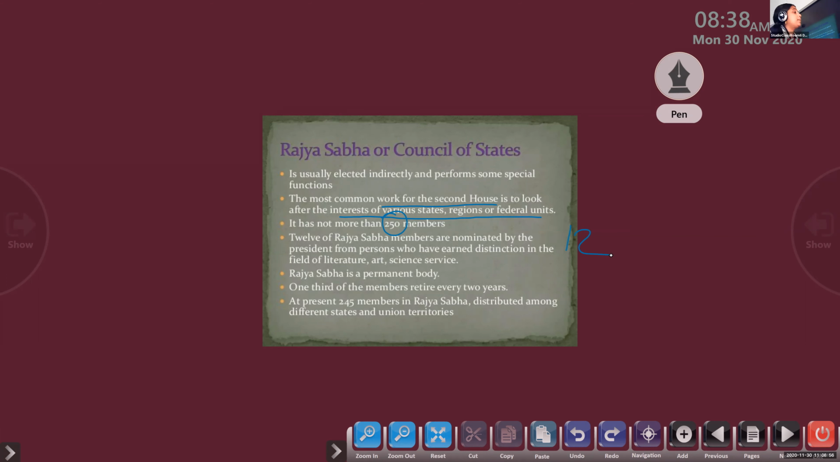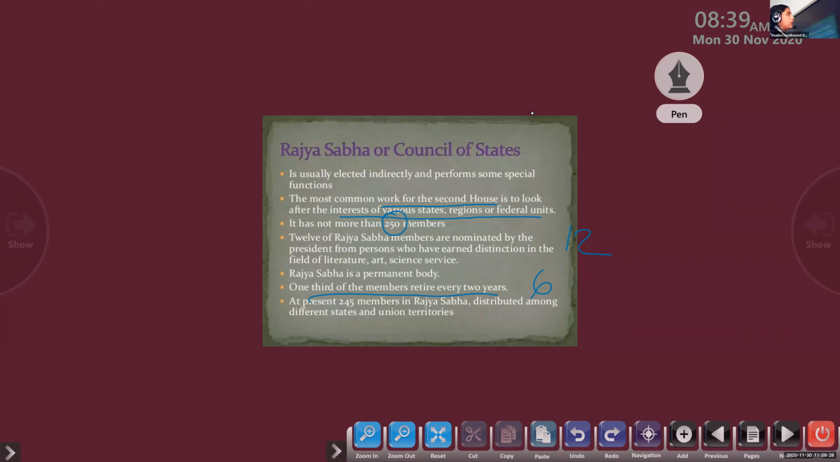Rajya Sabha is a permanent body. The Rajya Sabha cannot be dissolved. Lok Sabha can be dissolved, but Rajya Sabha cannot. One third of its members retire every 2 years. A member is elected to Rajya Sabha for a period of 6 years, and one third of its members retire every 2 years.